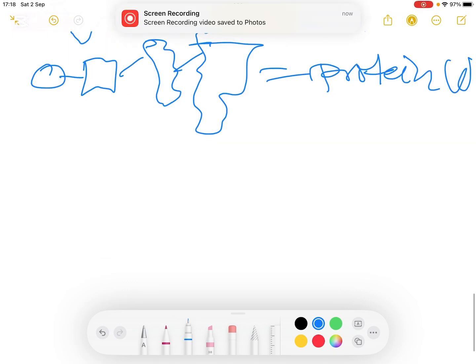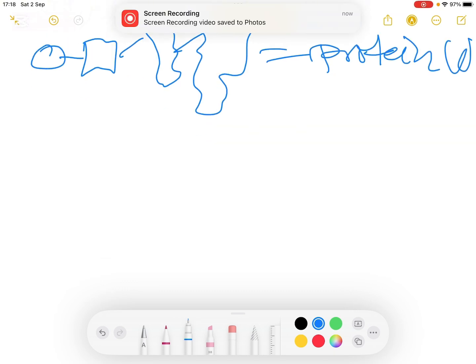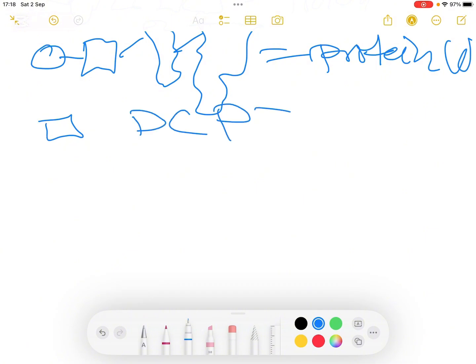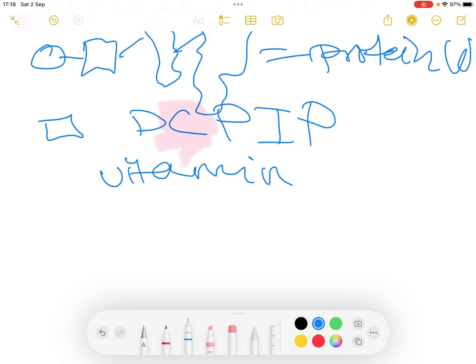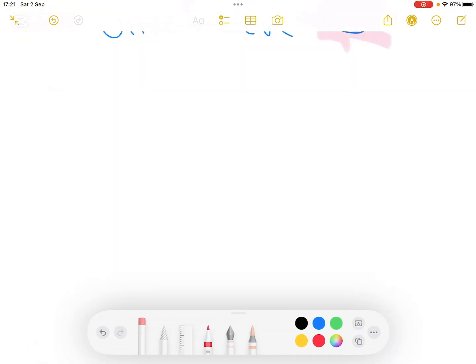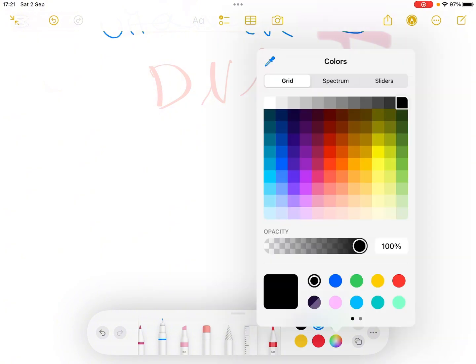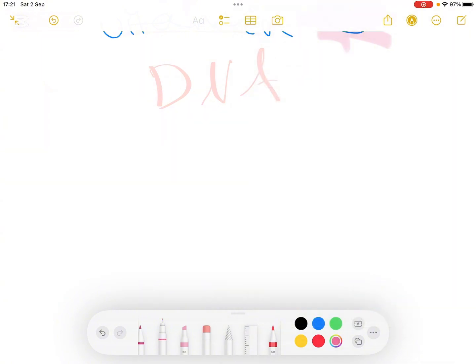So biuret reagent is used to test for proteins, and DCPIP is used for testing for vitamin C. Now we're going to talk about DNA. And basically DNA is the genetic material of all living organisms except for viruses.